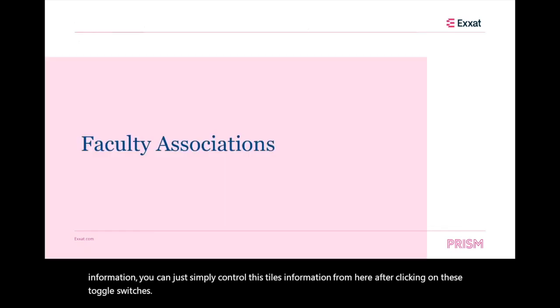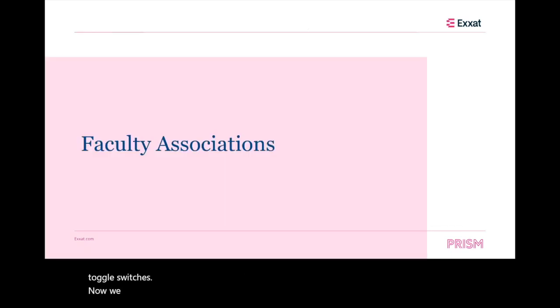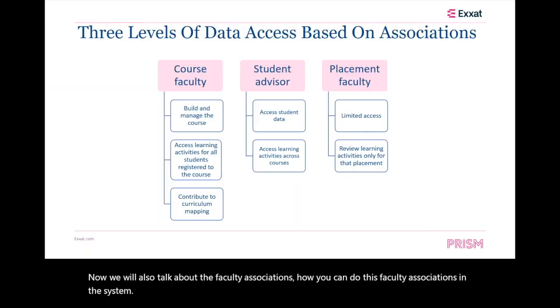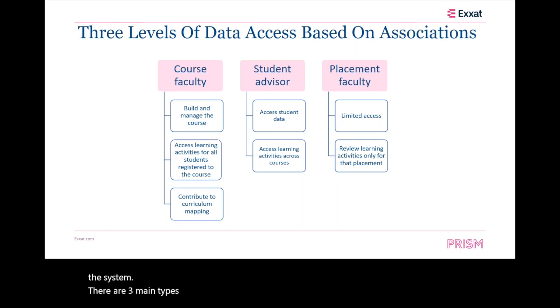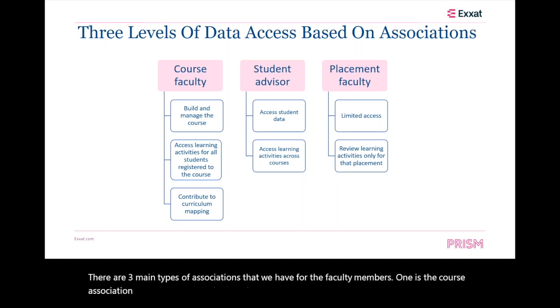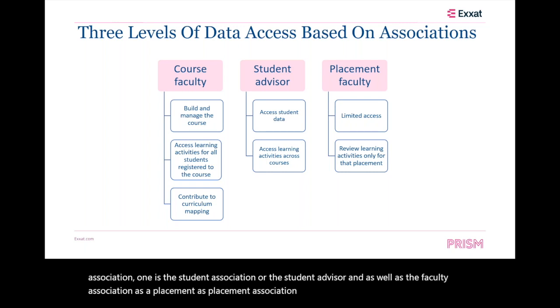Now we will also talk about the faculty associations, and how you can do these faculty associations in the system. There are three main types of associations that we have for the faculty members. One is the course association, one is the student association or the student advisor, and the third is the placement association, as a placement faculty.